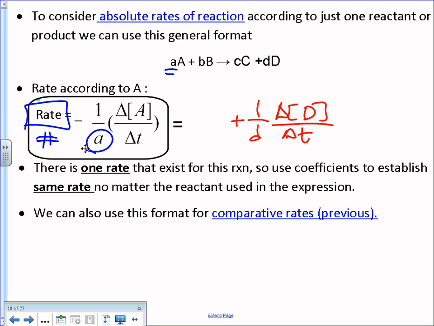Okay, so whenever I do this though, I'm going to get a different relative rate between A and D because these coefficients are not necessarily the same. So it looks like the rate is different for the reaction, but it's not. The rate of the reaction is one standard rate. It's going to be whatever the rate of the reaction is.